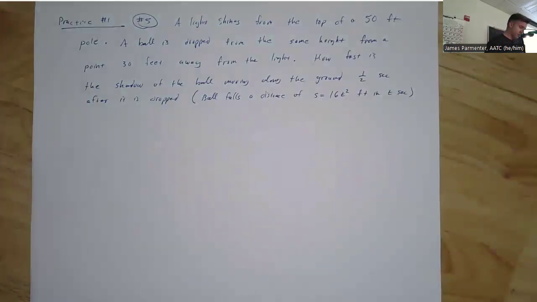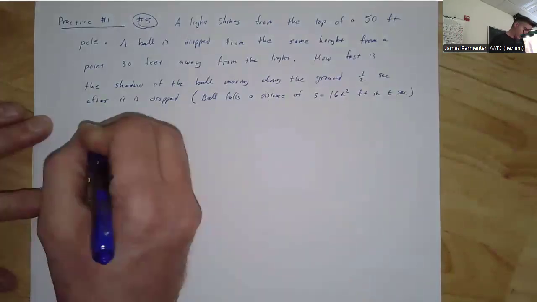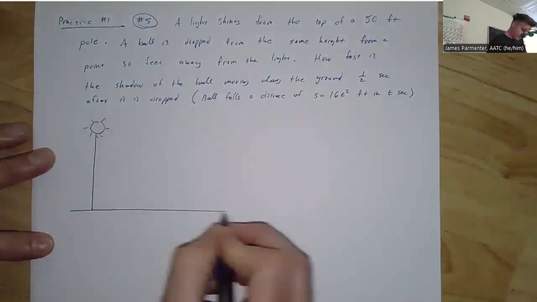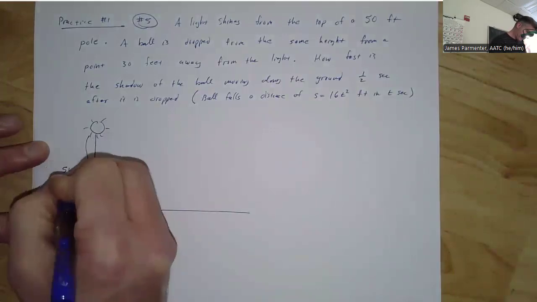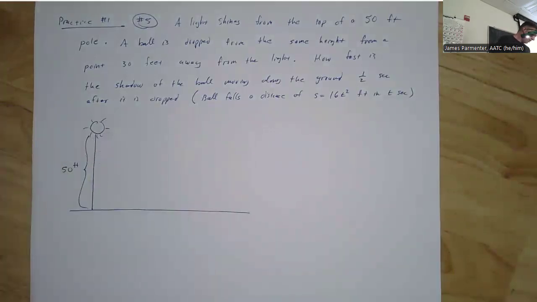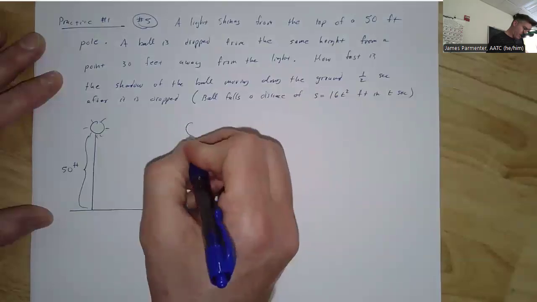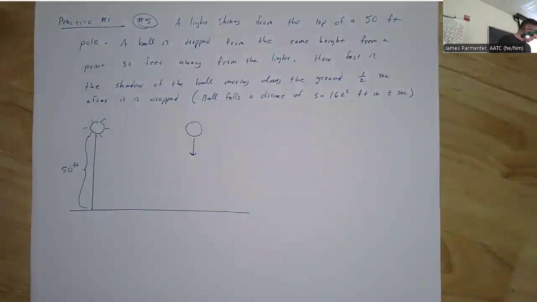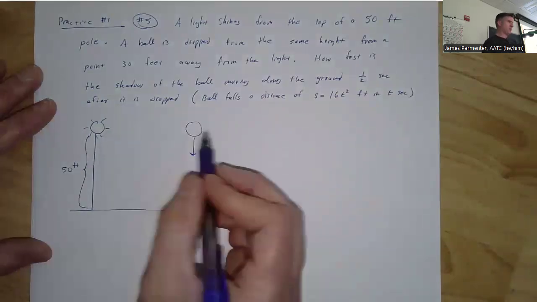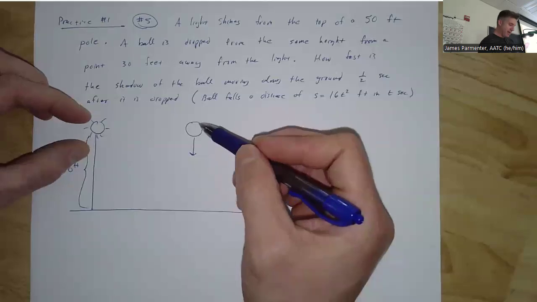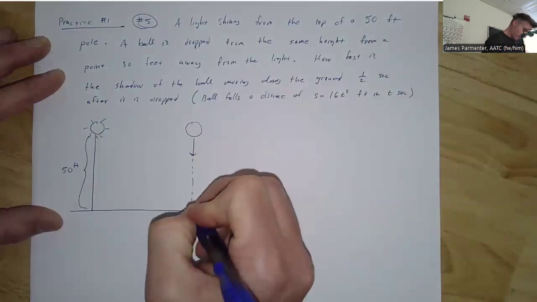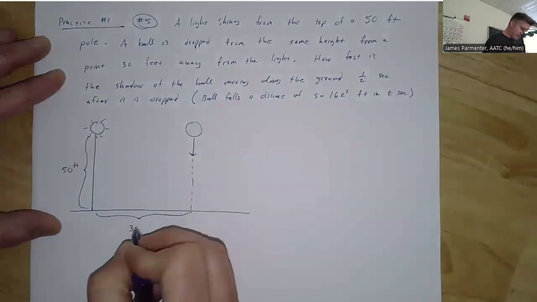Okay, let's draw a picture. So we have a light shining from a pole over here, and the pole is 50 feet high. And they tell us the ball is dropped from the same height. So here's our ball. It's going to go that way. Yeah, from a point 30 feet away from the light. Typically, and this is certainly true here, we mean a horizontal distance when we say that. But it has to be, right? Because we're dropping the ball from the same height as the light, it is 30 feet away from that light. So this distance here, even though it doesn't look to scale, is 30 feet.